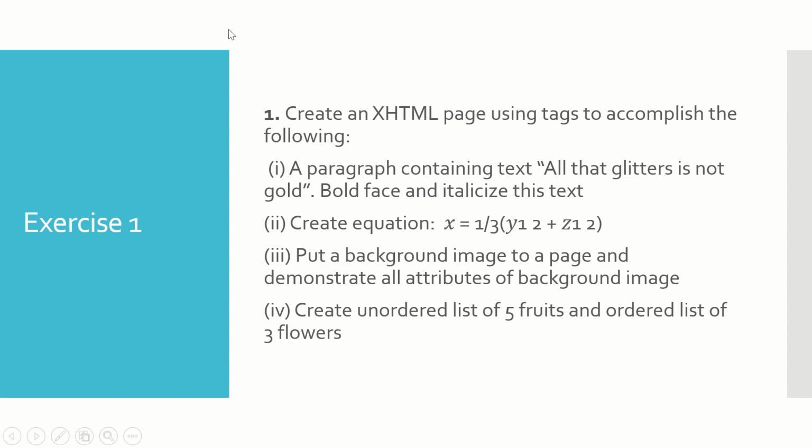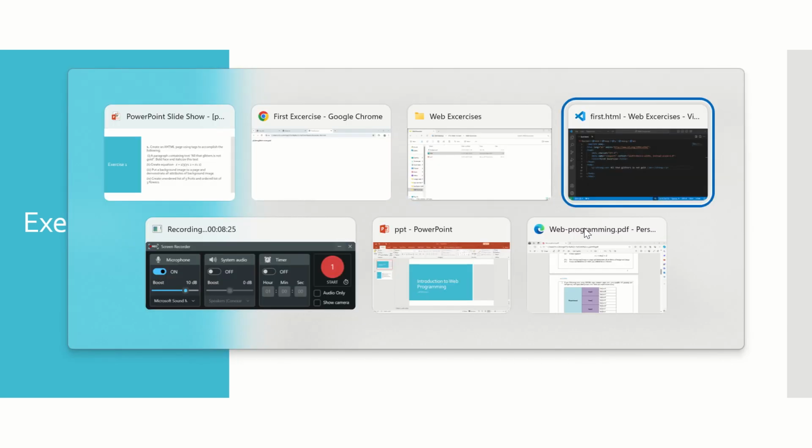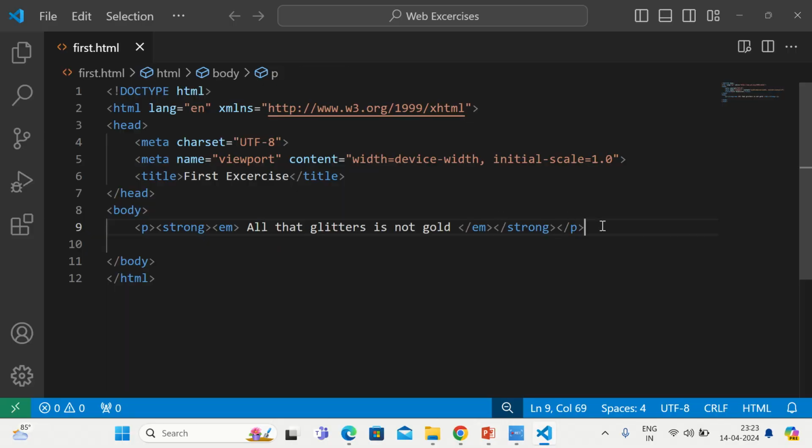So the first task is over. We will have to concentrate on the second one, which is creating an equation, which is x equal to 1 by 3 (y1 square and z1 square). Okay, let us see how we can do this. Let me go to the new line and once again create a paragraph, and inside the paragraph let's write this equation.